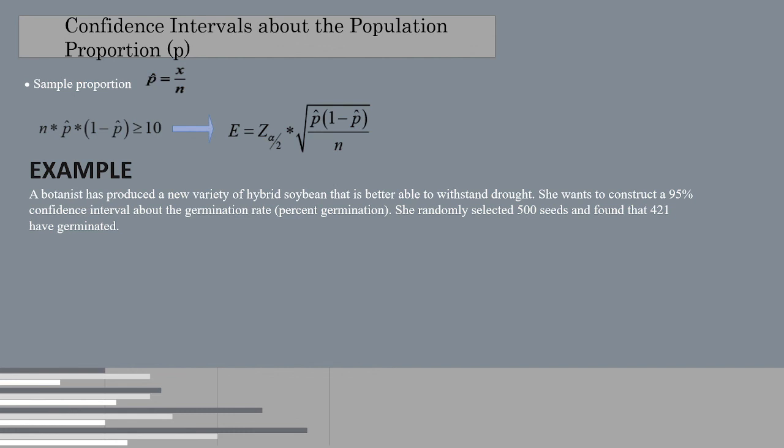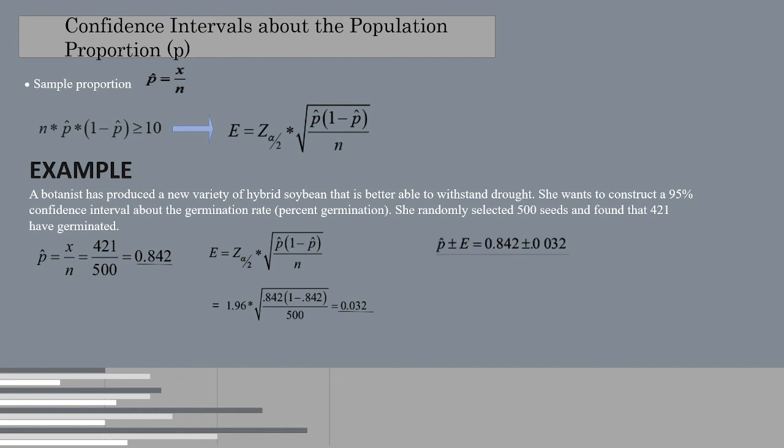Now our sample proportion is x over n, where x is 421 and n is 500. Now our sample proportion is 0.842. Next, our formula for this is E is equal to Z alpha over 2 times square root of p times 1 minus p over n. Now finally, we will get E equal to 0.032.